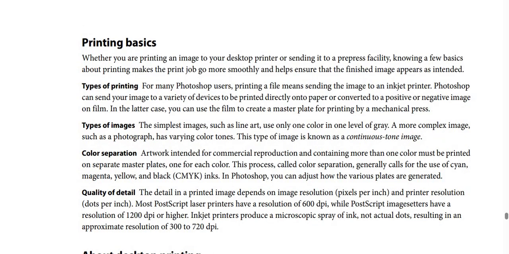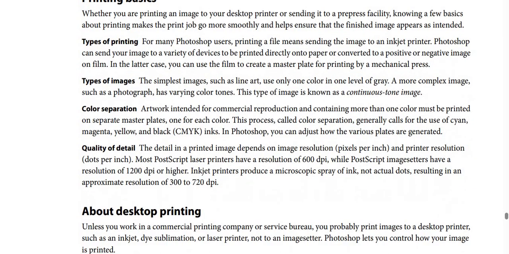And what about types of printing? Types of printing means that for many Photoshop users, printing a file means sending the image to an inkjet printer. Photoshop can send your image to a variety of devices to be printed directly onto paper or converted to a positive or a negative image on film. In the latter case, you can use the film to create a master plate for printing by a mechanical press.